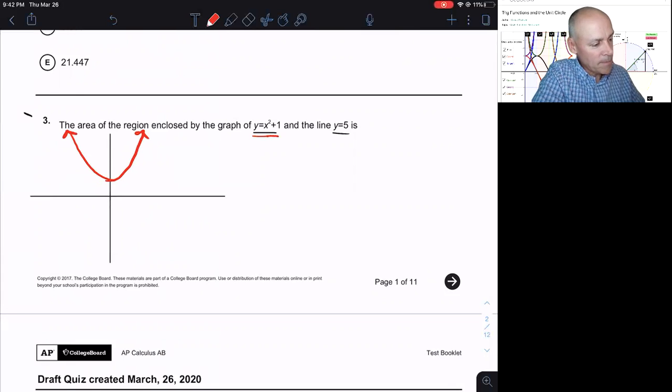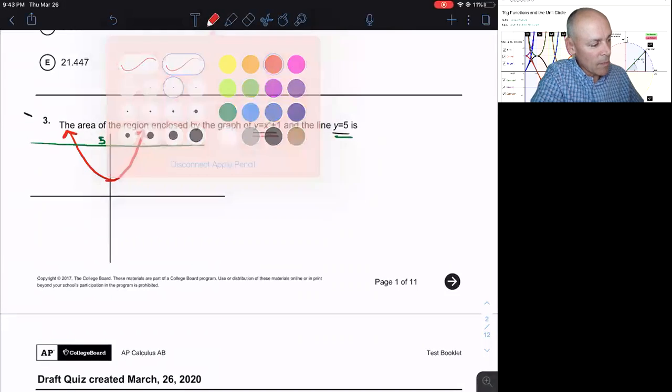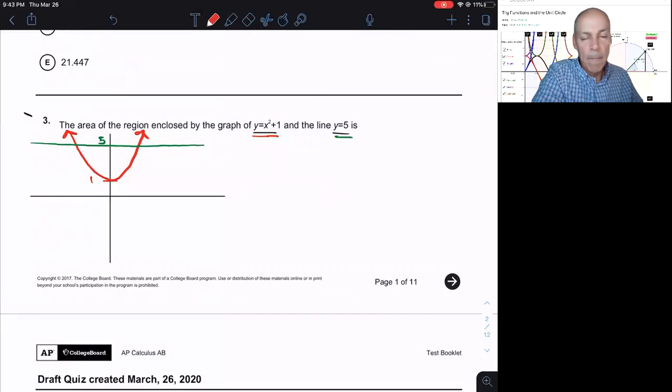Okay, and then our other function, y equals 5, is just going to be a horizontal line at 5. Okay, and this is 1. Well, what I'm interested in is the region that's in between my two functions. So I'm interested in this yellow shaded region right here.